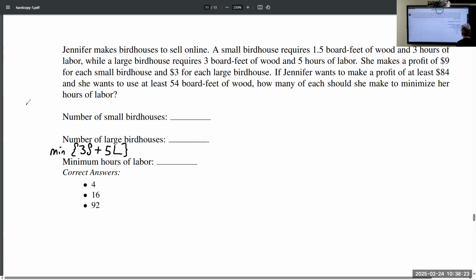It looks like we're going to have to set up a money inequality. So $9 for the small and $3 for the large. And we want to make at least $84.